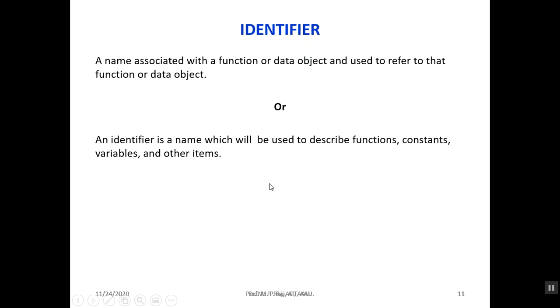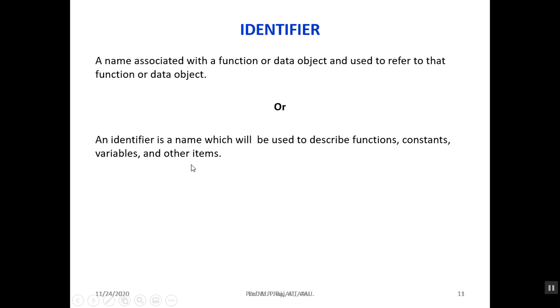What are identifiers? Any name which is not identified by C language, that means the C compiler, is known as an identifier. Any word which you are going to use in your program which is not understood by C language or the C compiler is known as an identifier. Before we use this identifier, we need to define that this name I am going to use for this purpose. So an identifier is a name which will be used to describe a function name, variable or any other items.